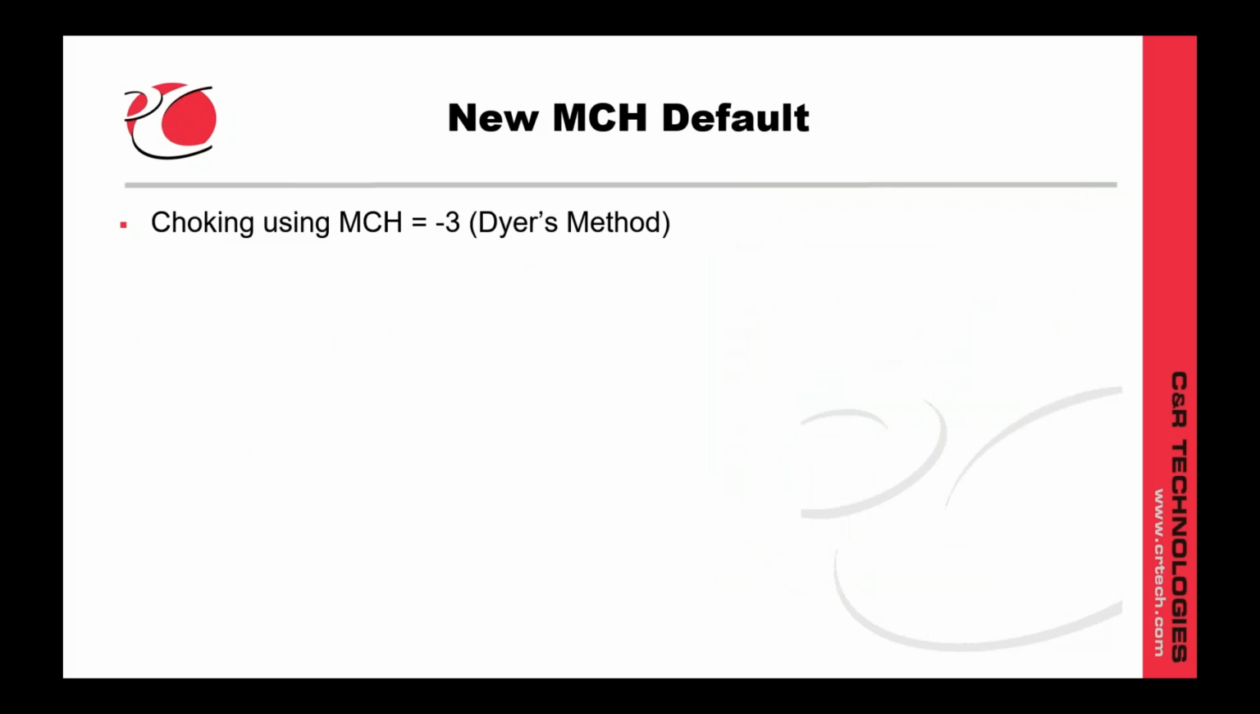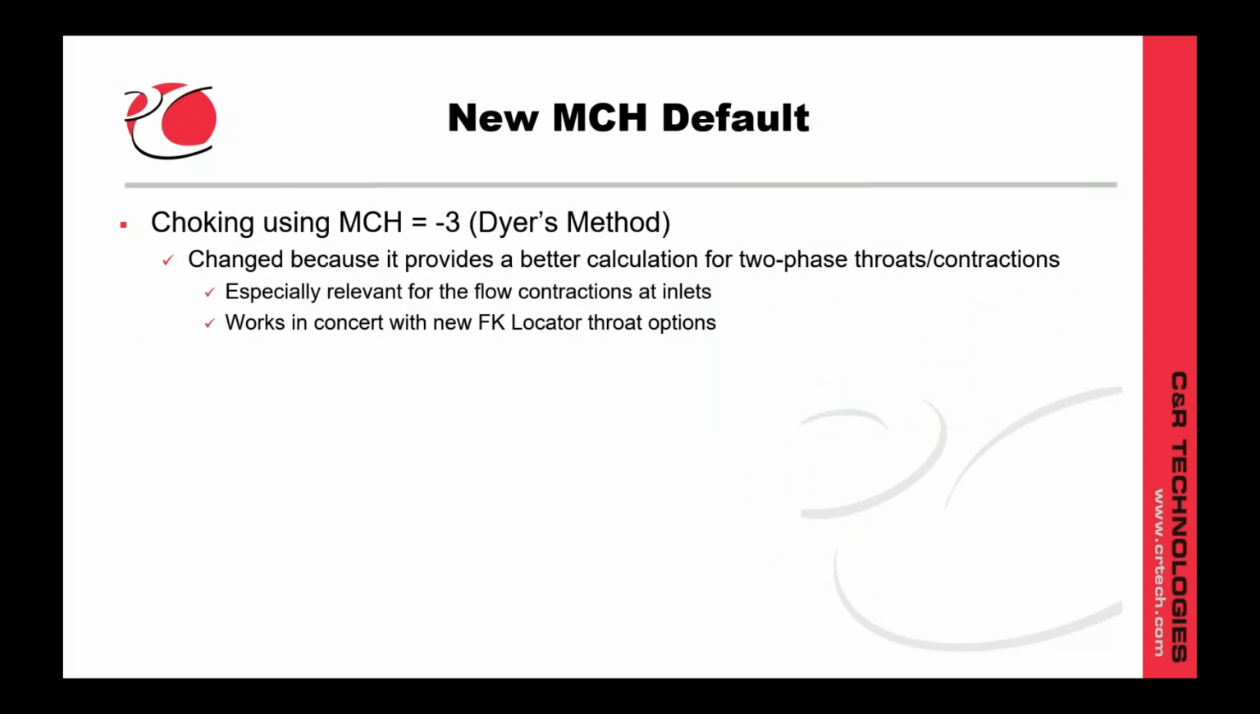We've also changed the default value of MCH, which specifies the method to use for choking calculations. The change takes the MCH value from Versick's non-equilibrium value of -2 to Dyer's method, which is -3. We made this change because it provides better results for two-phase throats and constrictions. This is especially relevant for flow constrictions at inlets and it supports the new FK calculator throat options.